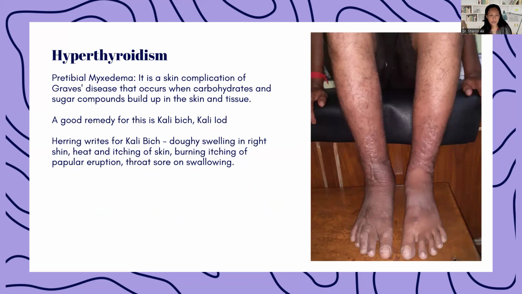It is a complication where it's just subcutaneous, and there is this doughy swelling. Now, the remedies which I found for this are Kali Bich and Kali Iod. These are both remedies which are basically remedies for the thyroid gland, but they cover this particular state of pretibial myxedema.